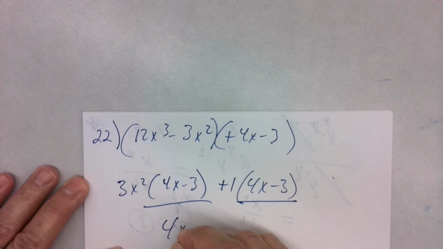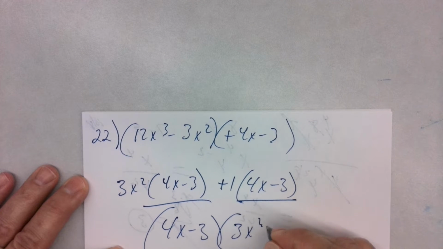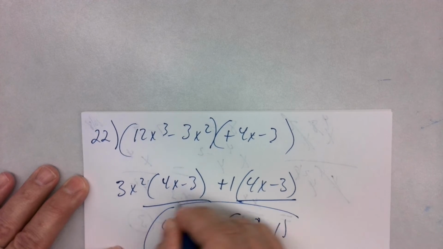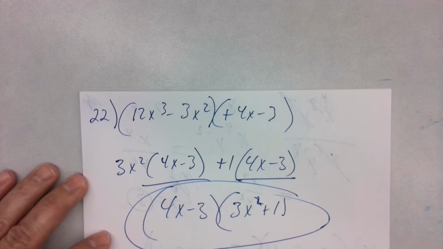I take them out, I get 4x minus 3, and I'm left over with 3x squared plus 1. Does that make sense? Whoever asked that? Smedley, you were next.